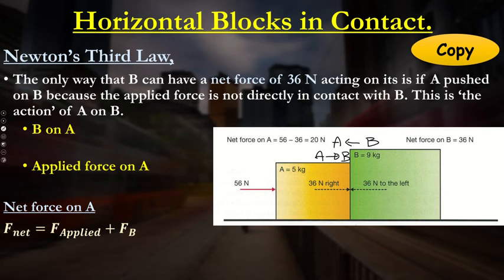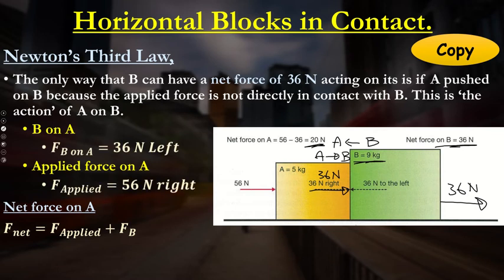We know that the net force on B is 36. We know the net force of A is 20. Okay, in order for block B to have a net force of 36 newtons moving towards the right, block A should also be pushing it 36 newtons towards the right. So the net force of B comes from the force being applied by block A. So block A is actually applying 36 newtons of force, and so that's what we have here.